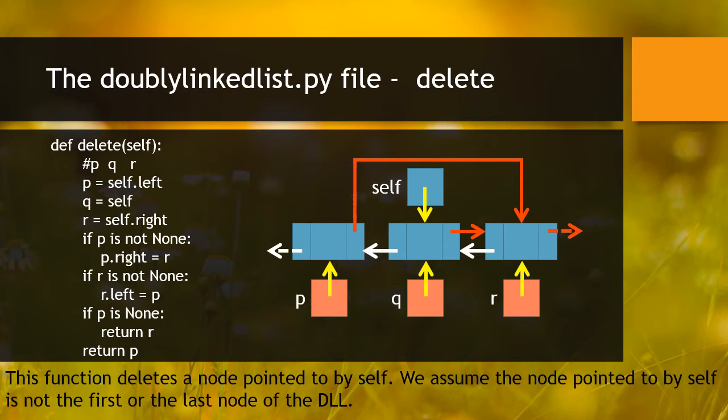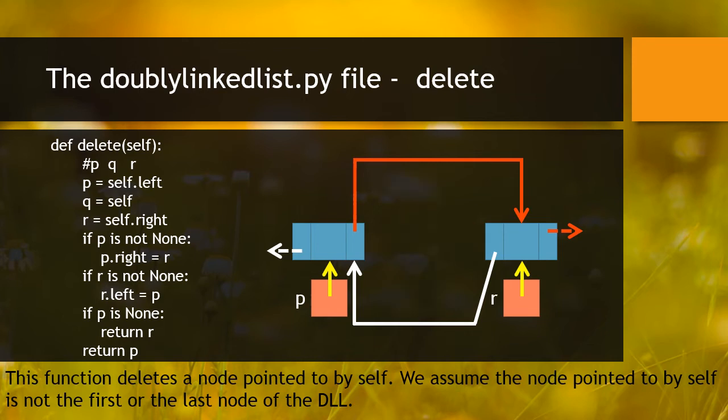If R is not none, this is true. R dot left is P. Make the left of R point where P is pointing. See this change? Look at the node pointed to by self. You will see that no node in the doubly linked list points to it. So effectively, the node pointed to by self has been deleted. Let's move it out of the picture.